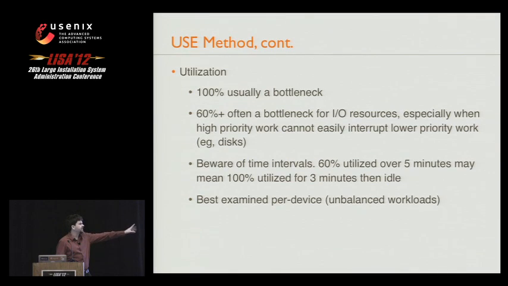Beware of time intervals. 60% utilized sounds like it might be fine. If that's over 5 minutes, it might mean 100% utilized for 3 minutes and then idle. The smaller the time interval, the better. And I've done some experimentation with ways of going beneath 1 second. So if you're interested in that, look up sub-second offset heat maps, where this takes it down to basically an analog signal, so there is no arbitrary average. Utilization is best examined per device.